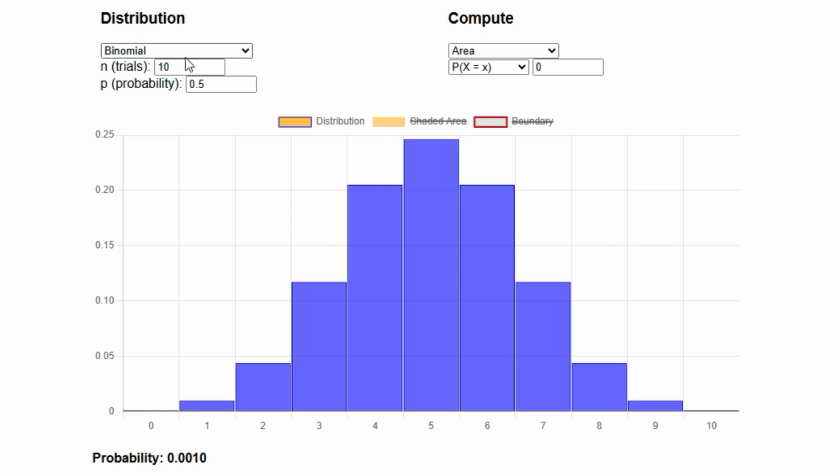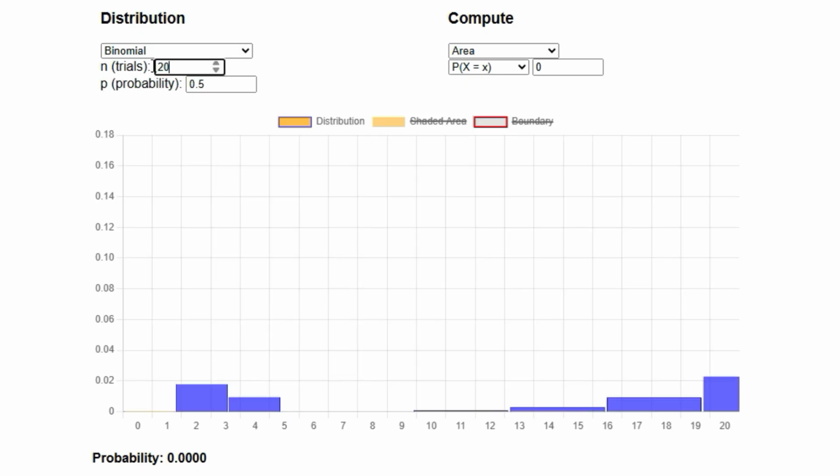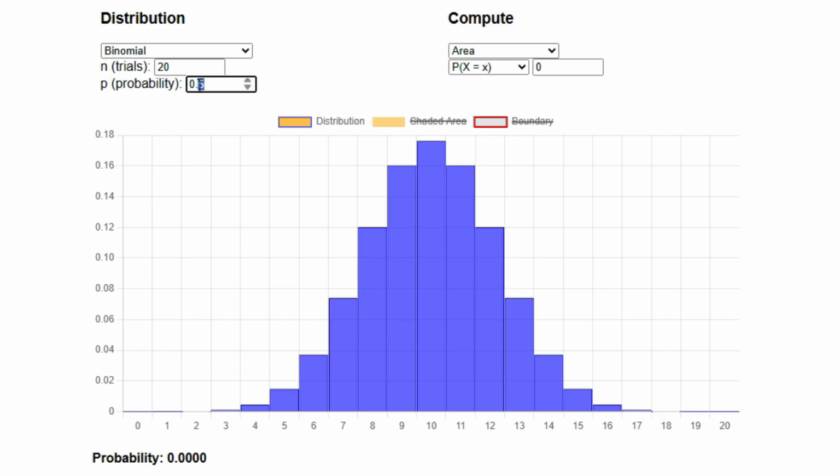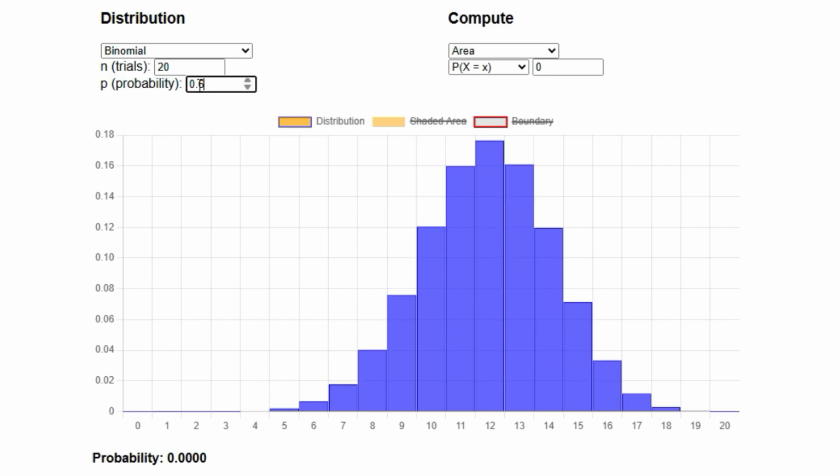So for example, maybe I have 20 trials and my success probability is 0.6. So now not only am I doing more than just looking at values in a table, I am able to see how they relate to each other and start to appreciate some of the symmetry that exists between probabilities in this binomial distribution.